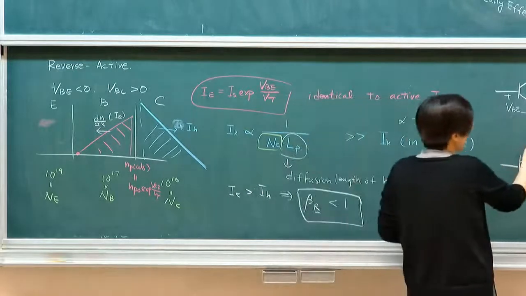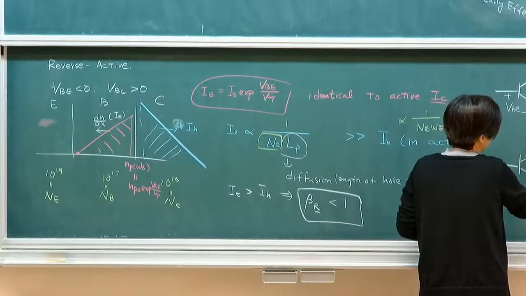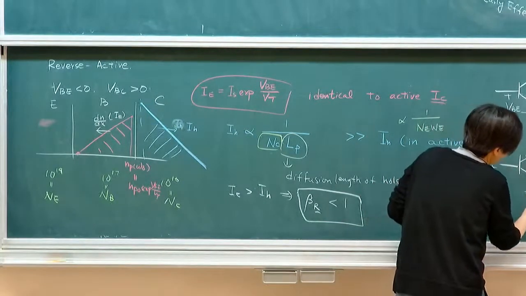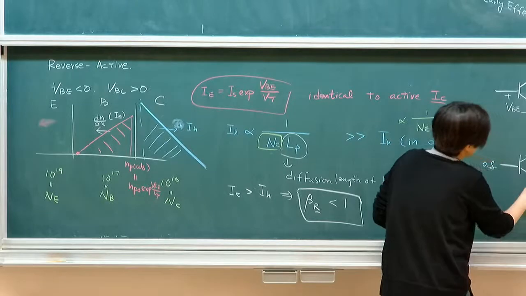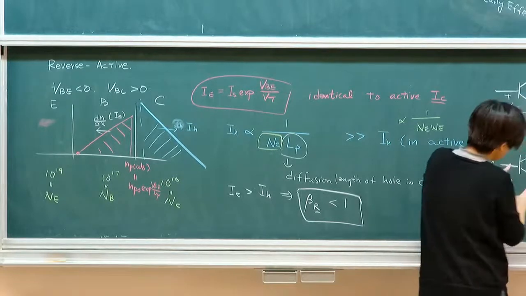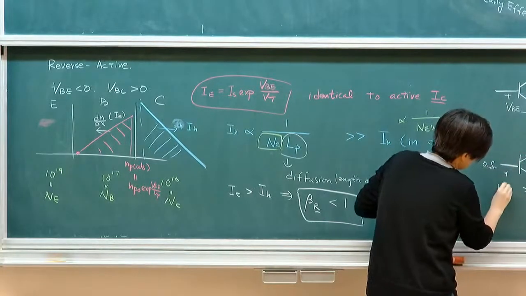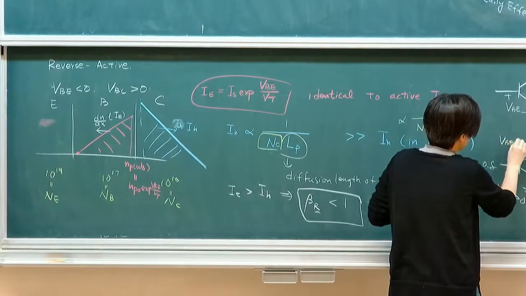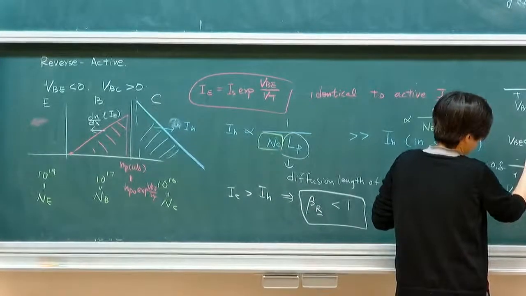So if I'm putting this at a high voltage, say VCC, this is 0.8. If I operate this way, this is 0 volt. So this is called a reverse active. This is forward, so BC larger than 0, BE smaller than 0. That's called a reverse.